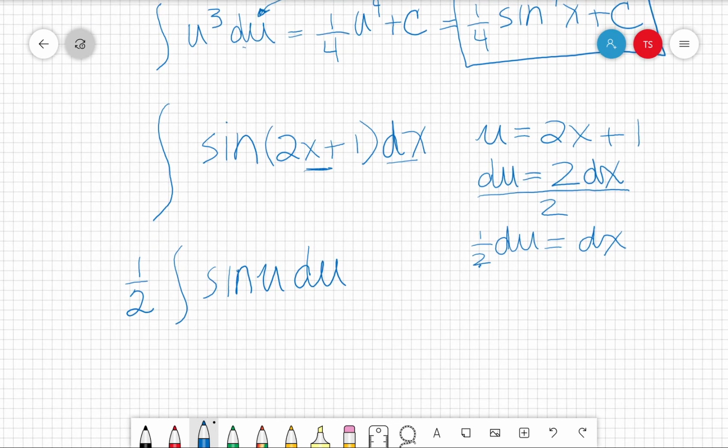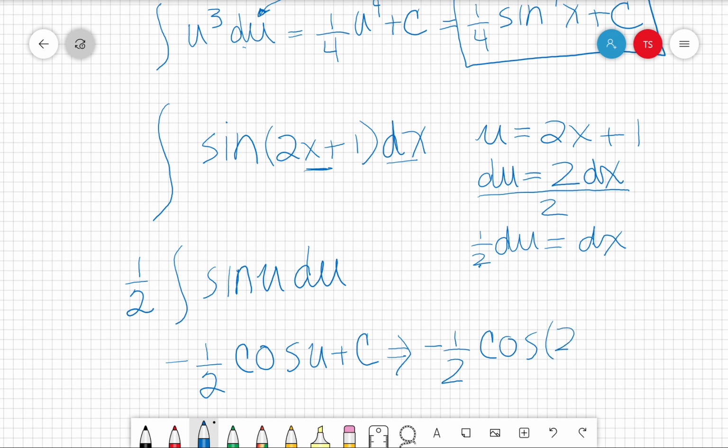So the antiderivative of sine u is negative cosine. And so this is going to be negative 1/2 cosine of u plus c. Substitute back in the u, and that will give us negative 1/2 cosine of 2x plus 1 plus c.